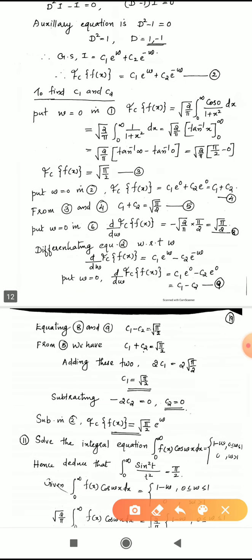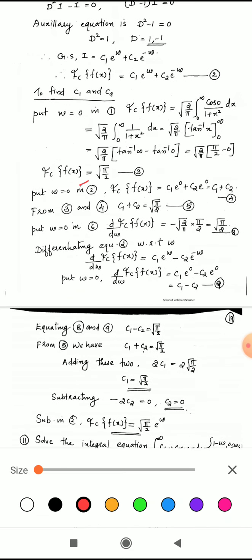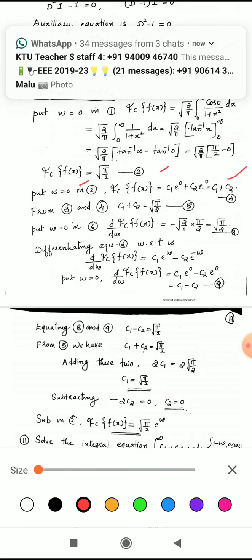Next, put omega equal to 0 in equation 2. We have fc of f of x equal to c1 e raised to 0 plus c2 e raised to 0, that is equal to c1 plus c2. From equation 3 and equation 4, we have c1 plus c2 is equal to root of pi by 2.